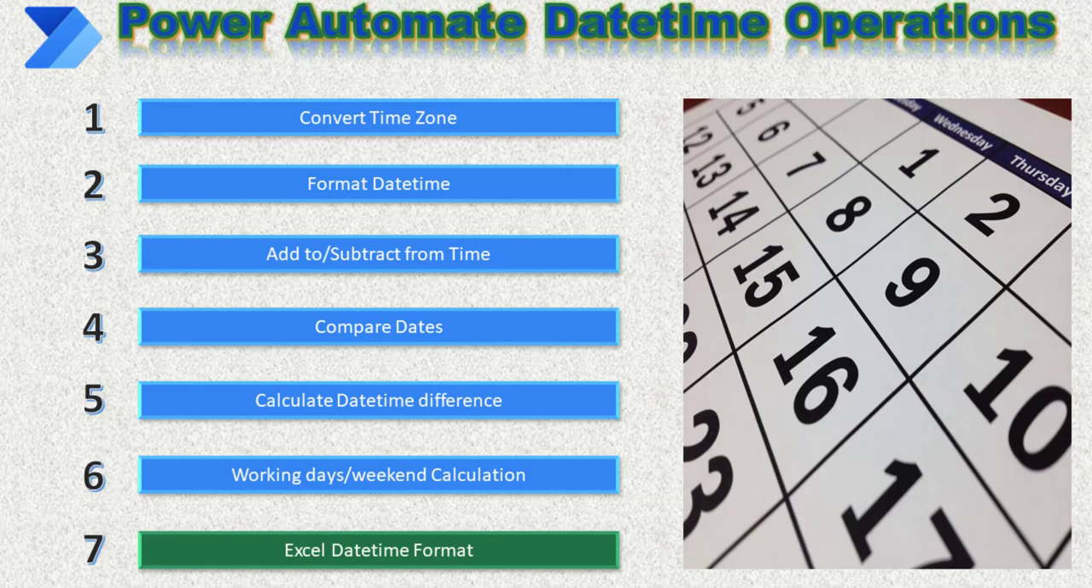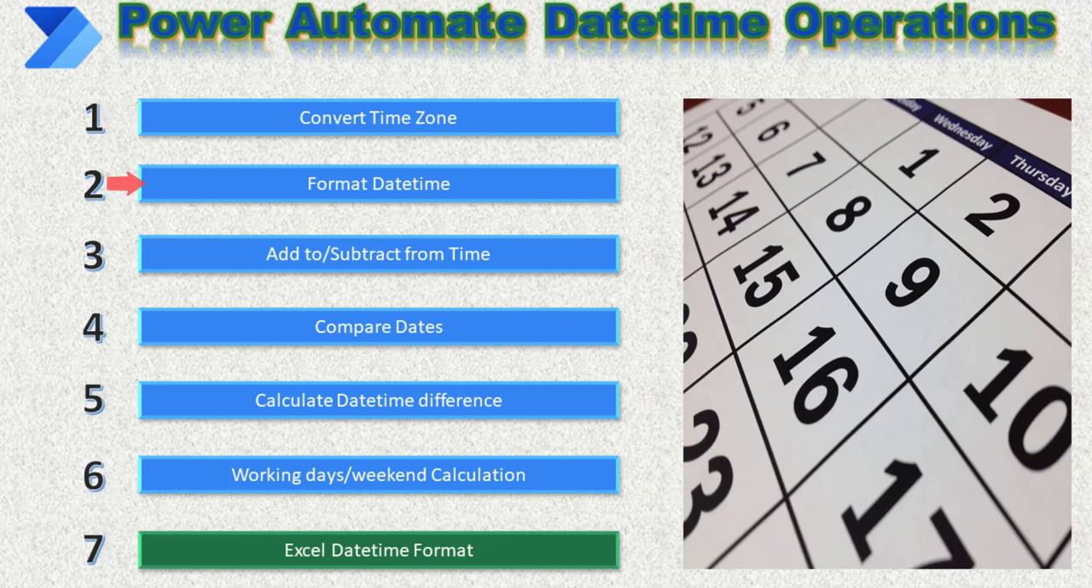So today I'm going to show you these various operations that you can do in Power Automate. The first one is converting a time zone. So if you are getting a date in a given time zone and you want to convert it to a different time zone, how you can do that easily in Power Automate.